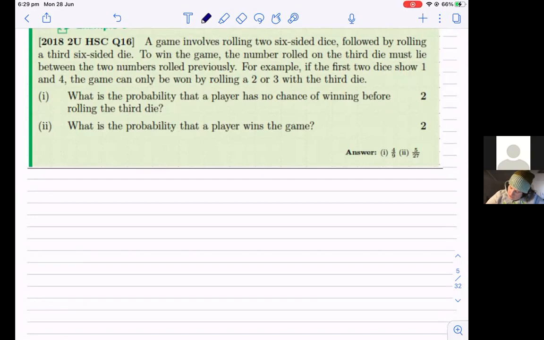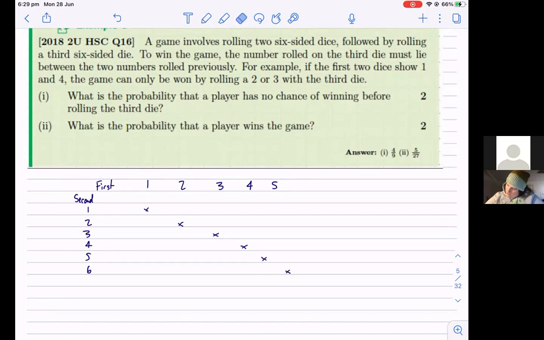So they have no chance. Well, let's analyze. First, second. So if the first die is a 1, 2, 3, 4, 5, 6, and the second die is a 1, 2, 3, 4, 5, 6. They have no chance if they roll a 1 and 1, 2 and 2, 3 and 3, 4 and 4, 5 and 5, and 6 and 6.